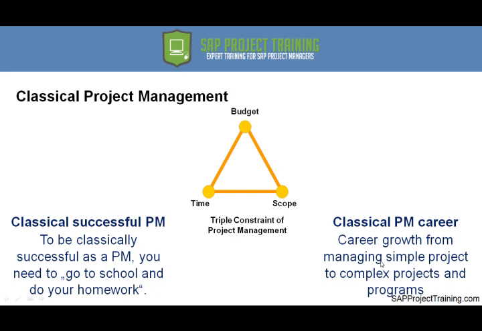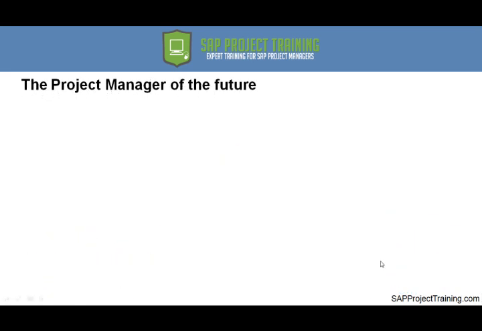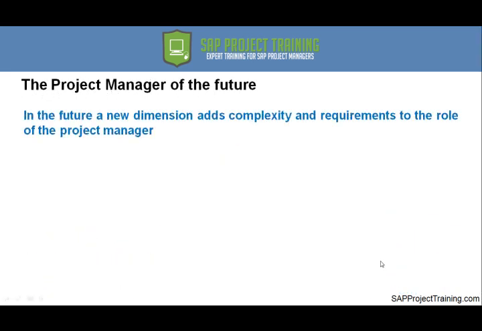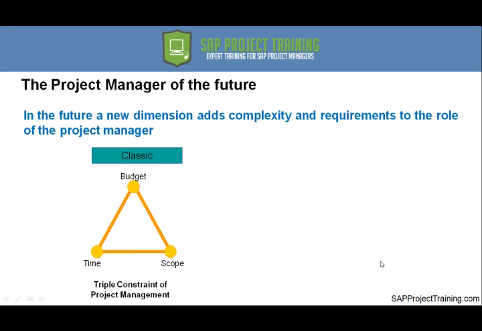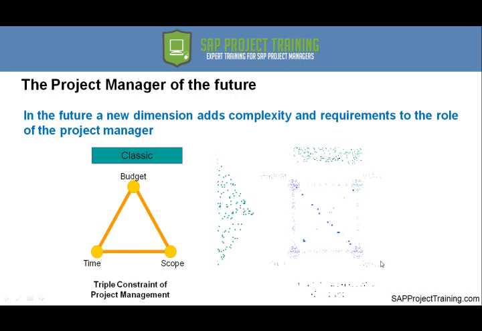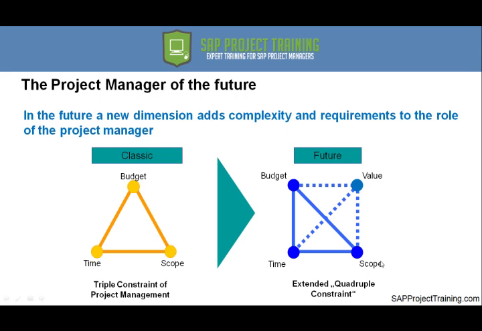Now, the project manager of the future will have additional requirements that he needs to fulfill, because in the future a new dimension adds complexity and requirements to the role of the project manager. Whereas in the classical project management world you have a triple constraint project methodology, in the future as a project manager, you will need to also manage value as a fourth constraint. You can see here that these four constraints are now interlinked, adding additional complexity to the project management methodology.